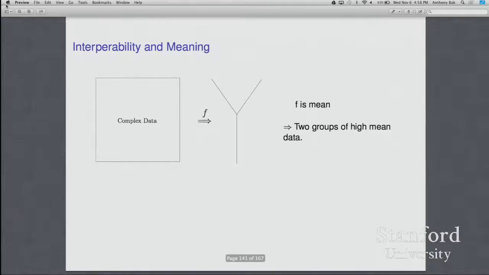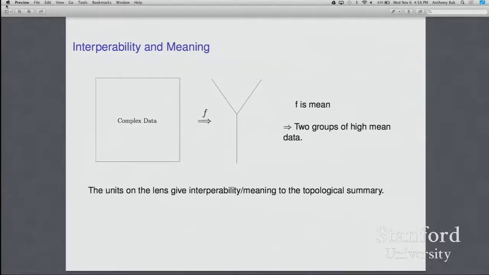If F is mean, let's just say I have sensors of some sort. This would say that when the sensors are high, there are 2 different ways that they're high. Right? So the units on the lens give interpretability and meaning to the topological summary.